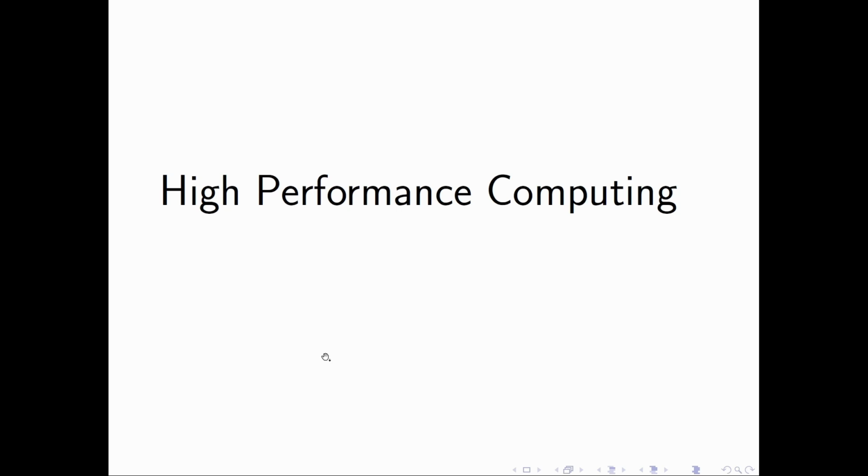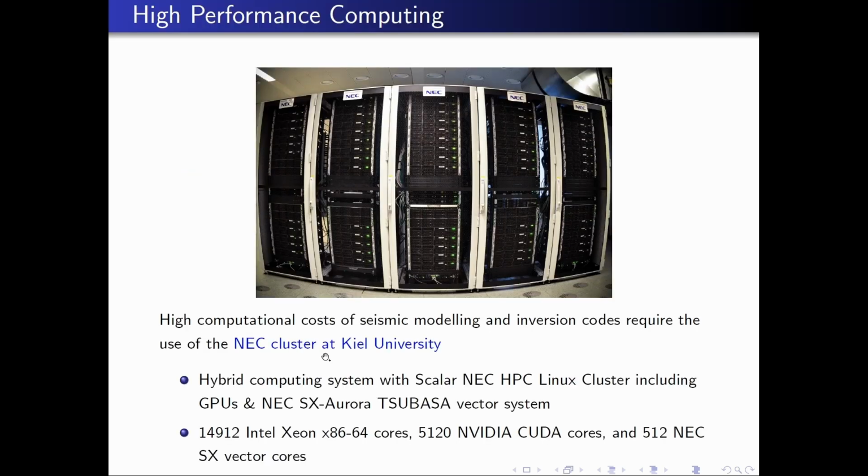If you are a student at Kiel University, you can use the NEC cluster in our computing center. So this is a really powerful high-performance computer combining different hardware components. So we have a scalar NEC HPC Linux cluster, then we have a GPU cluster and a vector computer. So slightly different architectures that can be used for supercomputing. And we have a lot of computational resources that we can use for this course. For example, here almost 15,000 Intel Xeon x86-64 cores.